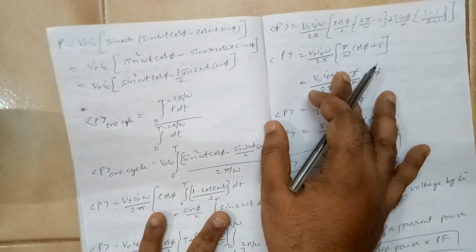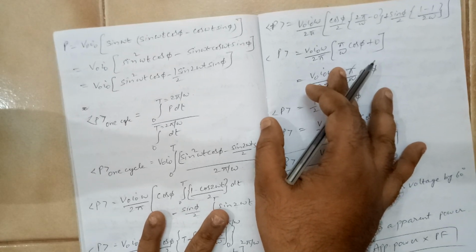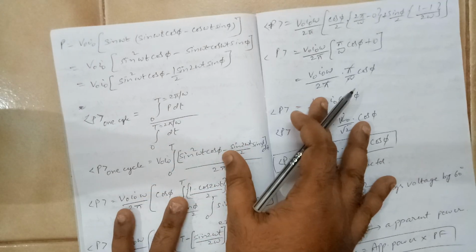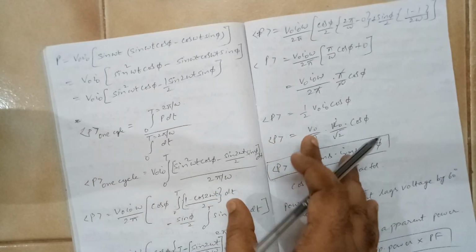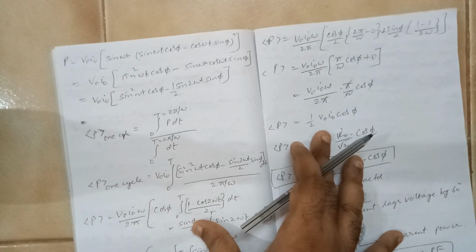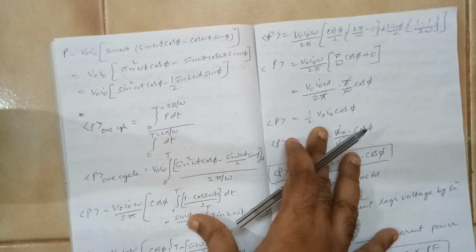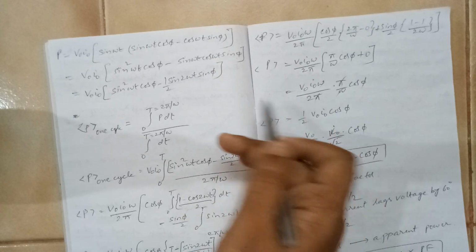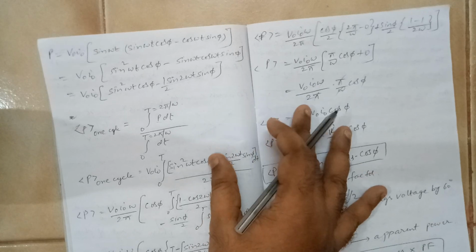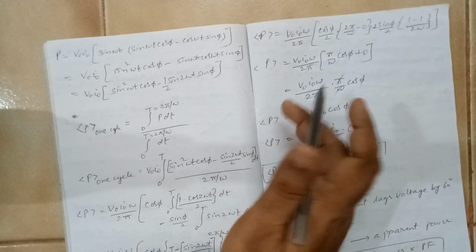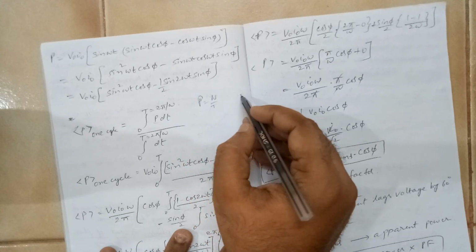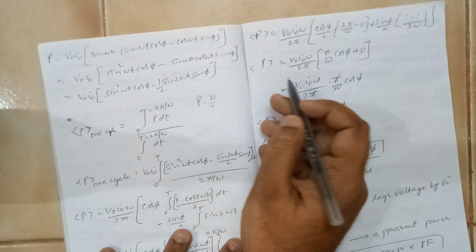Now if you want to find the average power over one cycle, what you will do? You have to take the total power divided by the total time. It's not the total power, it is the total energy by total time. See, what is basically power? It is work done by time, right? Or total work done by total time.